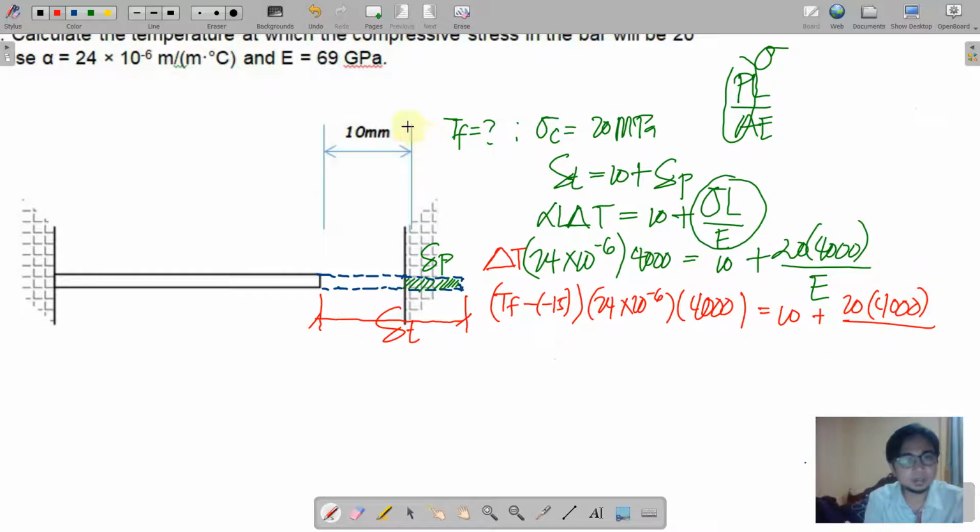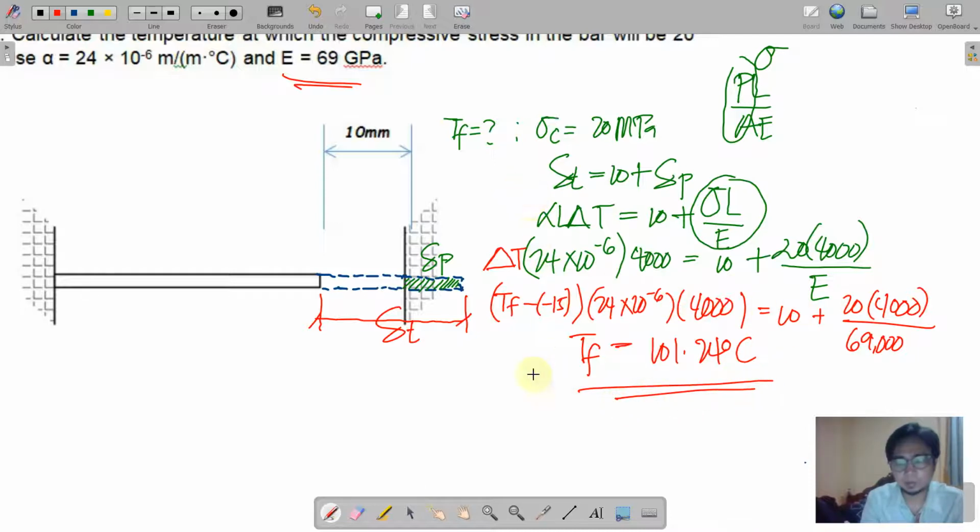We have a rigidity or elasticity, modulus of elasticity of 69,000 megapascals. So as we can see, in the unknown, there is a single unknown, which is the final temperature. So this is equal to 101.24 degrees Celsius. Okay, so this is for the third problem.